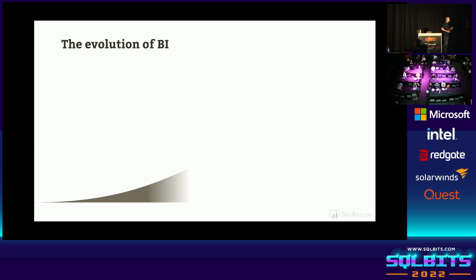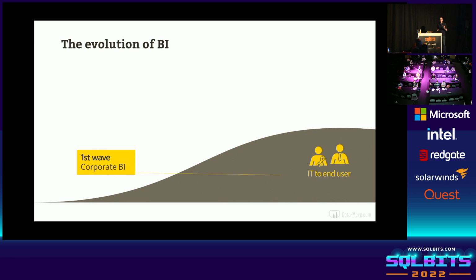The evolution of BI, first we really talked about IT to the end user, the first wave of BI, corporate BI. If you put that in tools, I would say you will be using Cognos or something here. Very classical BI, and IT is building reports and pushing it to the end users. Here's your report that you ask us to deliver.